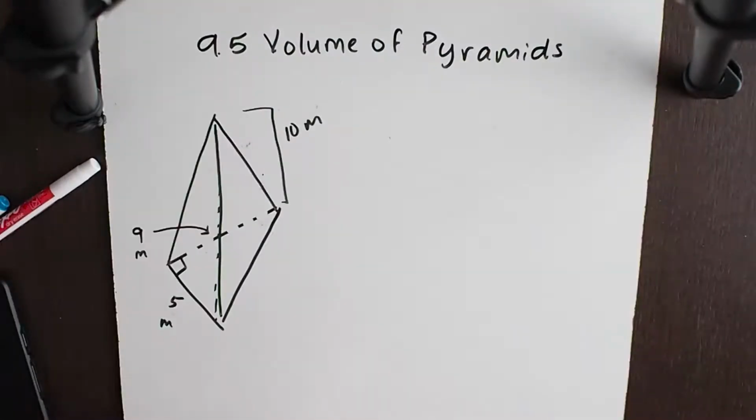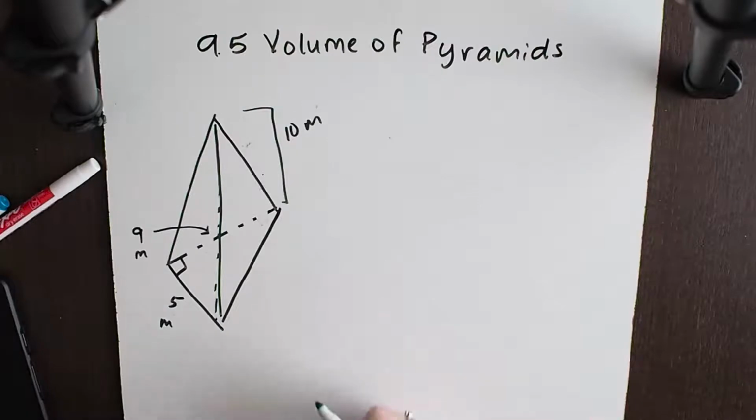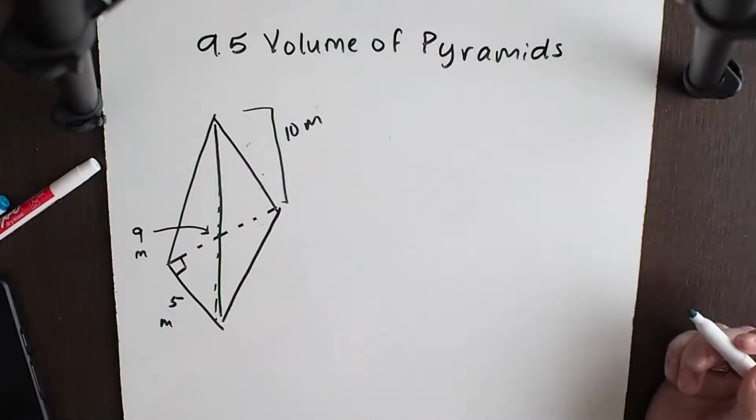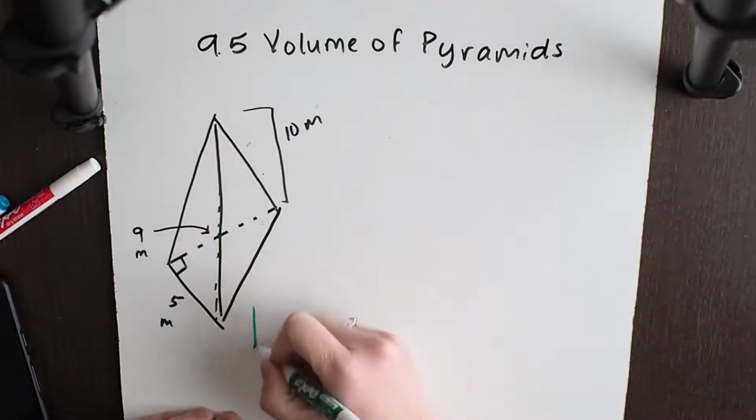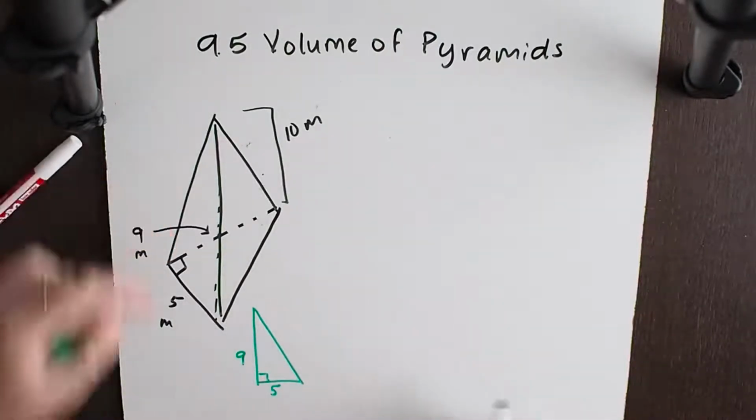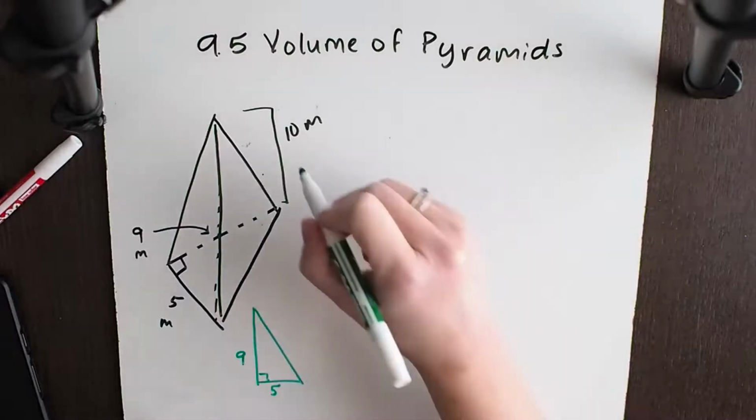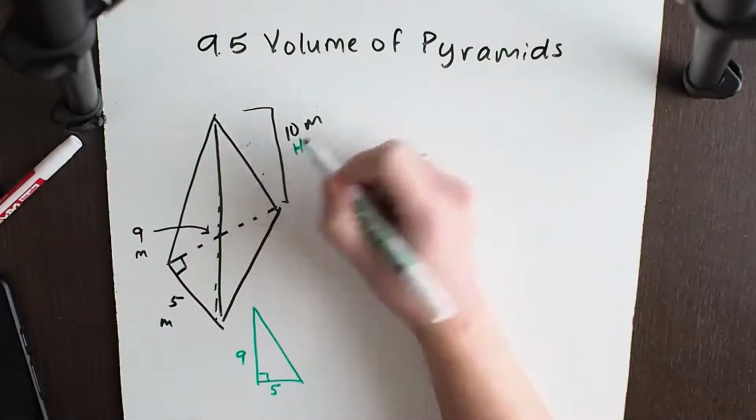We see that this is a pyramid that has a right triangle for a base. The right triangle, if we were to draw a little picture of what the base looks like, would look like this. With a height of 9 and a base of 5. The total height, or the height of the entire pyramid, big H, is 10. So we're going to label that right away.